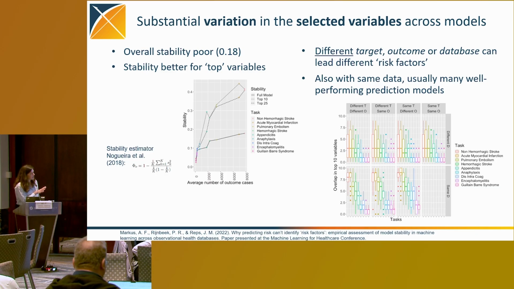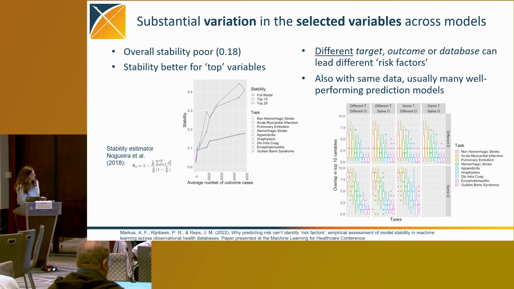And in this graph, you can actually see that different target outcomes or databases lead to very different risk factors. So across all the grids, you see that the mean overlap is maybe around 3. Every bar here in the figure represents a different prediction task. And so you can see that for some of the prediction tasks, like here at the bottom, the overlap is slightly higher. Here it is around 8, which is quite high compared to the rest of the results.